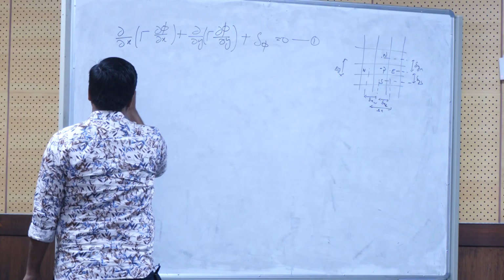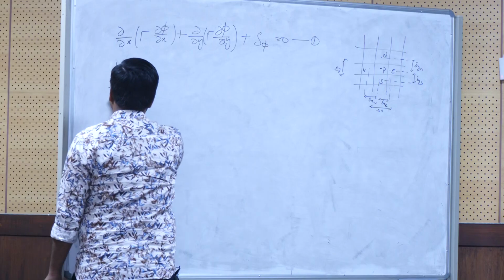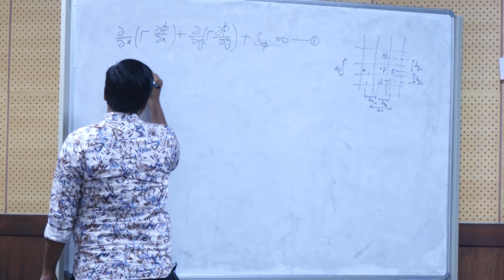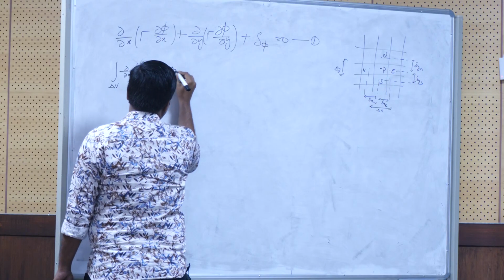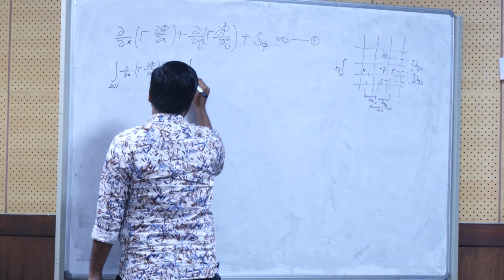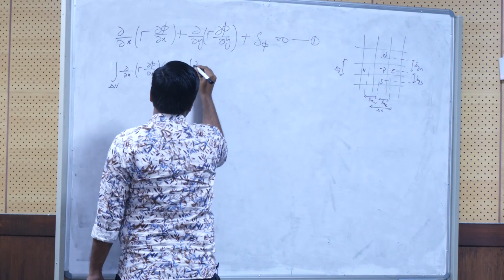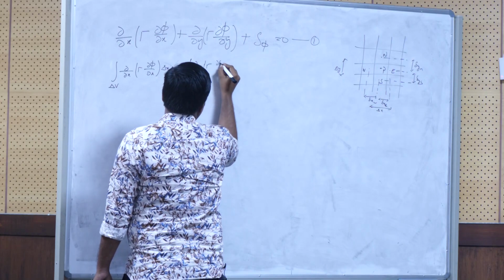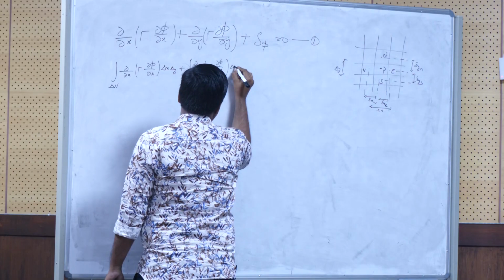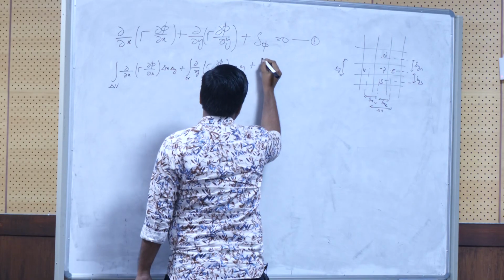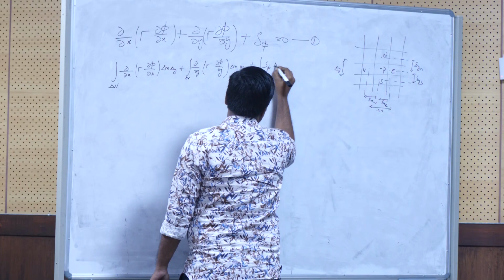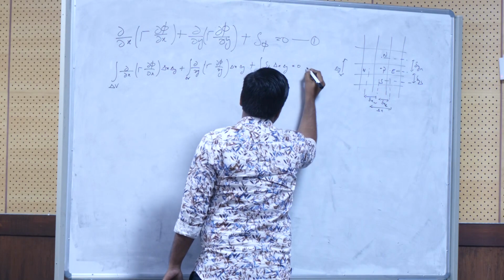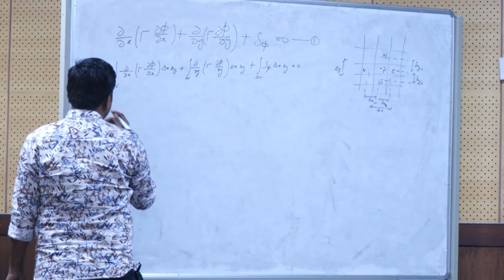And the first equation we integrate over the control volume: the integral of del v, dou by dou x of lambda dou phi by dou x, del x del y, plus the integration over del v of dou by dou y of lambda dou phi by dou y, del x del y, plus the integration of s phi del x del y, equal to 0.